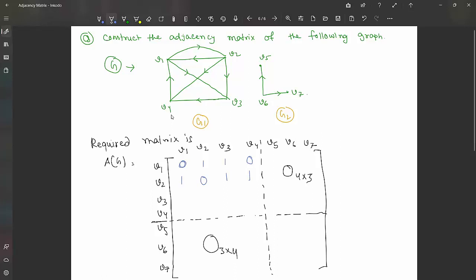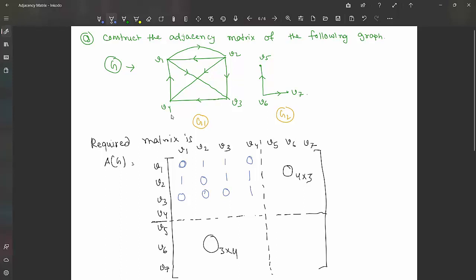V3. So V3 to V1, the direction is opposite. So V3 to V1, this is 0. V3 to V2, also the direction is opposite, we put 0. V3 to V3, this is no self loop, this is 0. And V3 to V4, actually it goes out from V3 and goes to V4, so that's why we put 1.